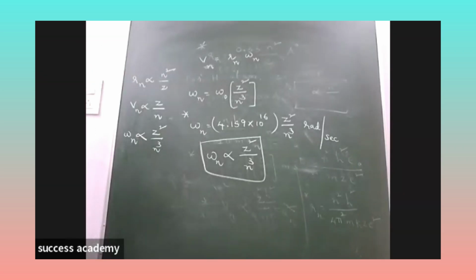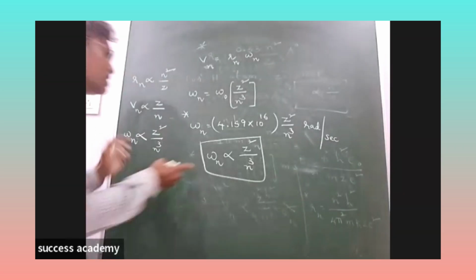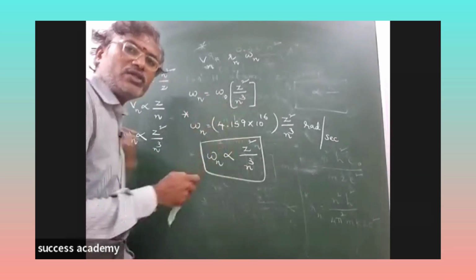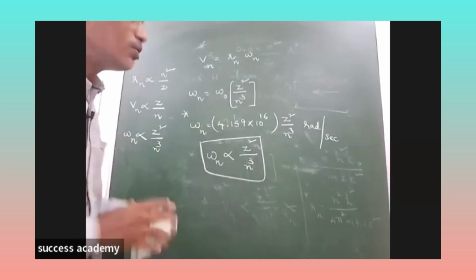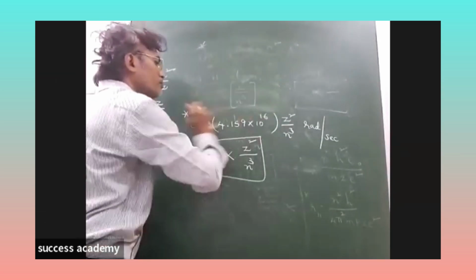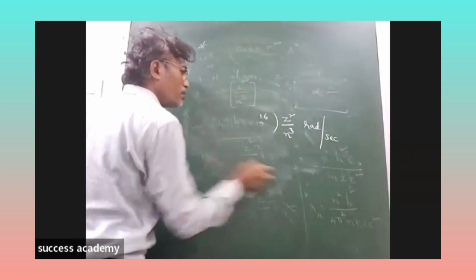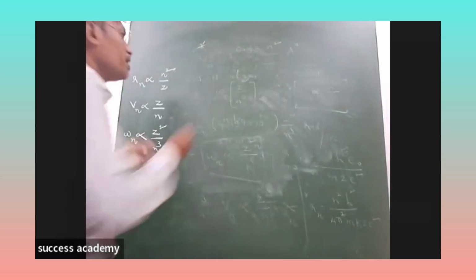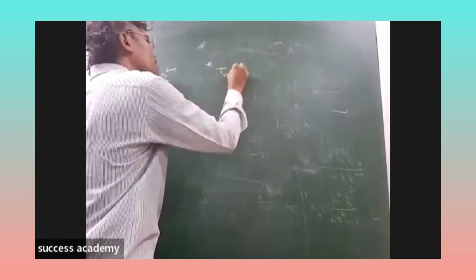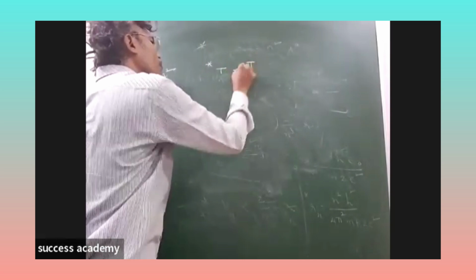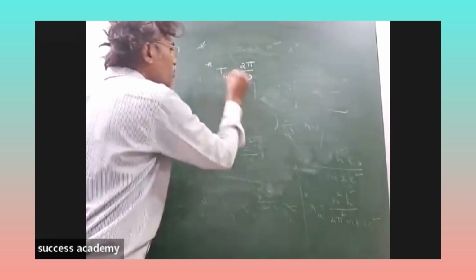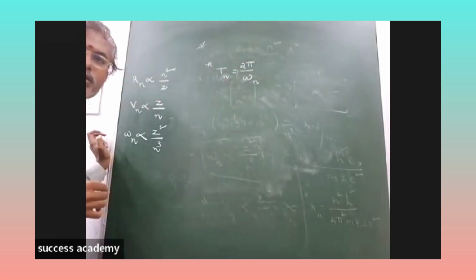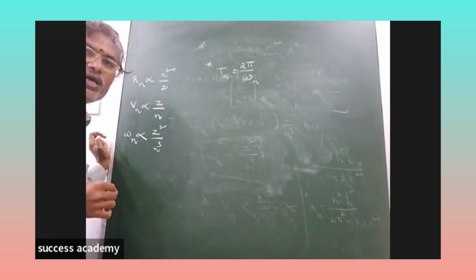Okay. Now, once we know the omega, with that we calculate the time period of the revolving electron in the nth orbit. What is the general formula of time period? T is equal to 2 pi by omega. So Tn is equal to 2 pi by omega n.